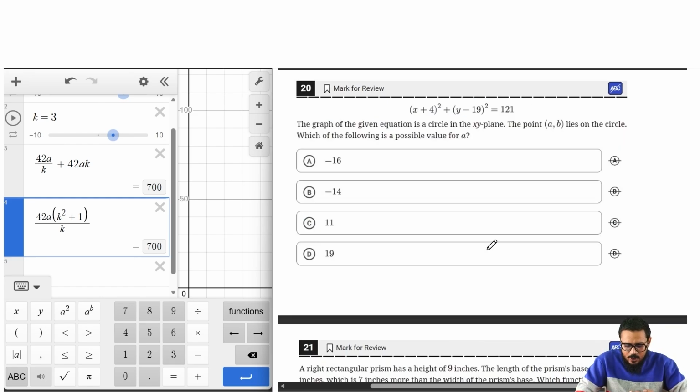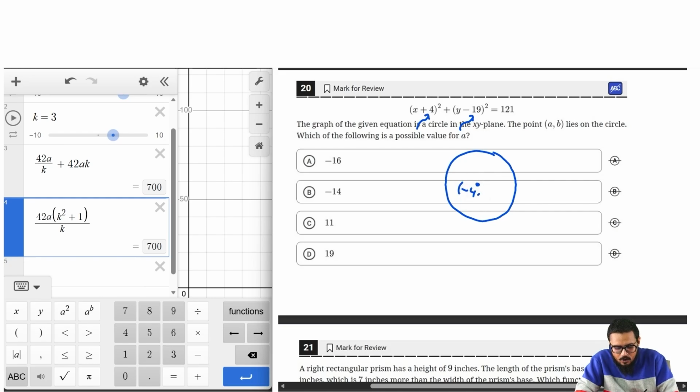The graph of the given equation is a circle in the xy plane. We all know that if you change the sign of these numbers, you will get the center coordinate of the circle. So the center of the circle would be minus 4, 19. And this is the value of r squared, so r squared is equal to 121. If you take the square root on both sides, you get a radius of 11.